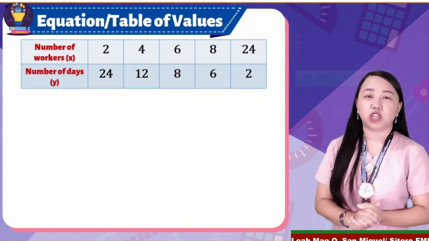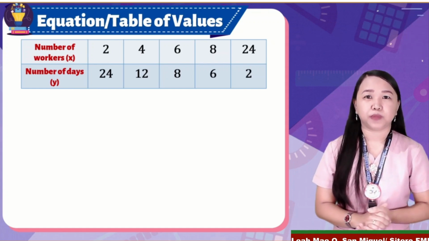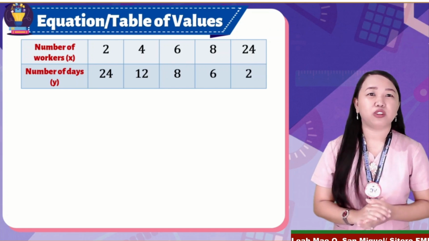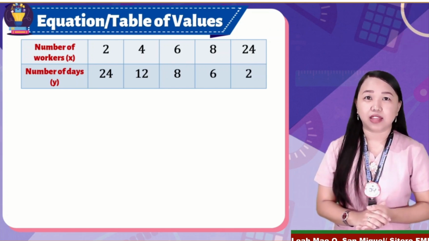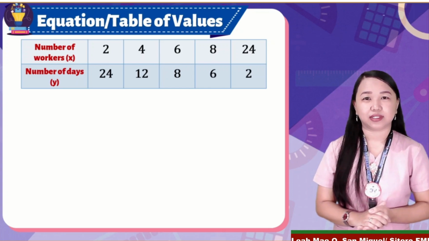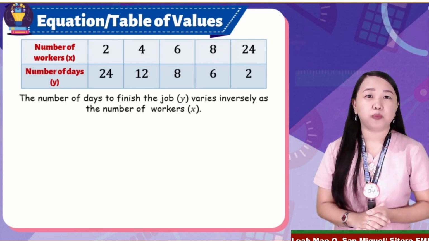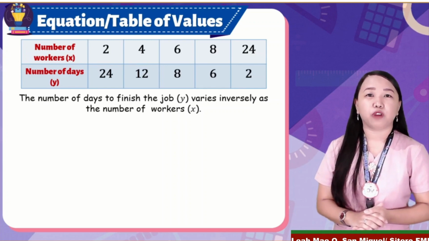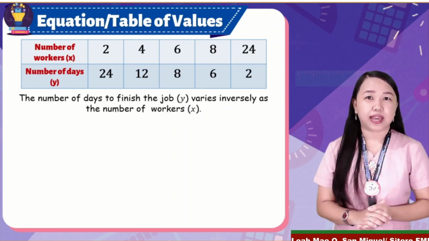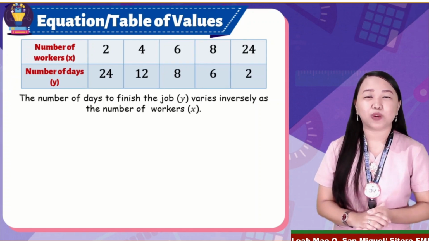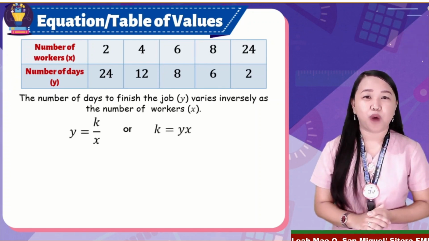Aside from this condition, there should be a constant of variation. We could determine the constant of variation by multiplying X and Y. Take note that the number of days to finish the job, Y, varies inversely as the number of workers, X. The equation is Y is equal to K over X, or K is equal to YX.